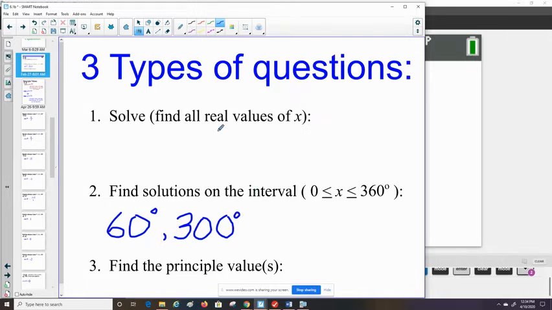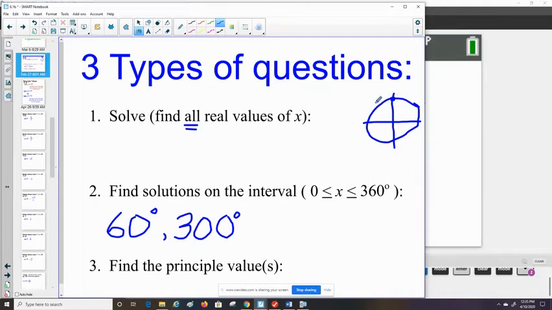If I say solve, find all real values of x, this is where things can get really tricky because there may be an infinite number of answers. If I say something like sine of x equals 1, well, on the unit circle, sine of x is equal to 1 whenever I've got an angle that's up here. And so that might just be 90 degrees, or maybe it's 90 plus 360, 450.